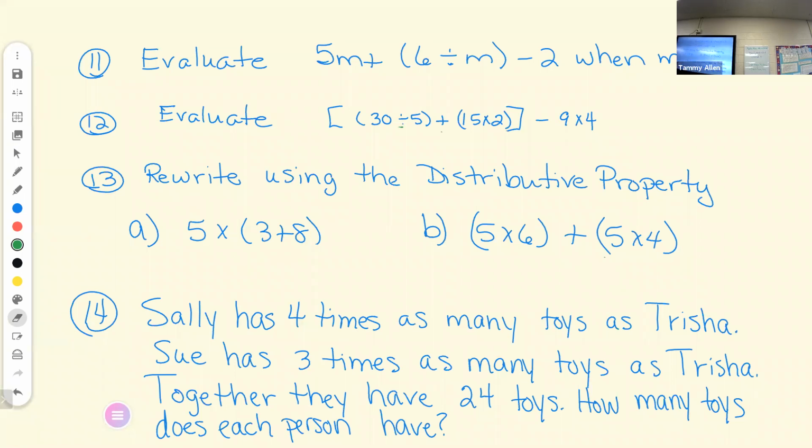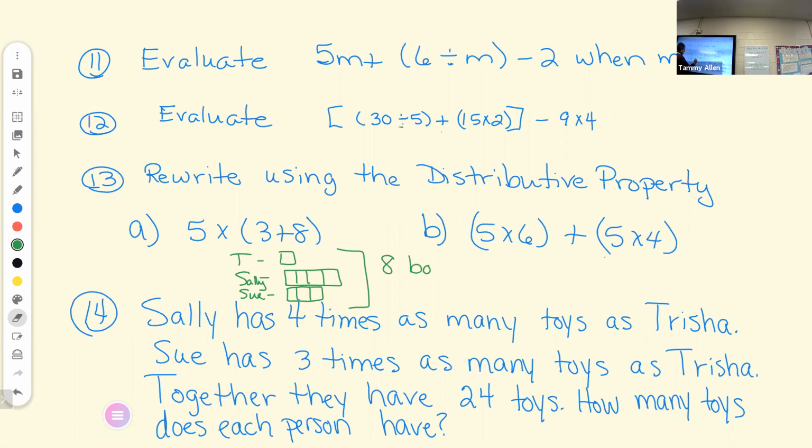And as we take a look at this one, Sally has 4 times as many toys as Trisha. So Trisha is the 1 box. Sally is the 4 boxes. But then we have Sue has 3 times as many as Trisha. So we're still comparing to Trisha. So this is Sally. And we have Sue, and she has 3 boxes. Altogether, there are how many boxes? 8. 8 boxes.